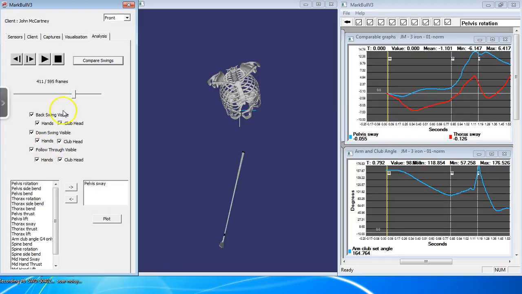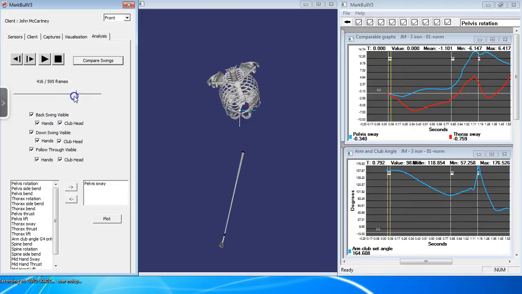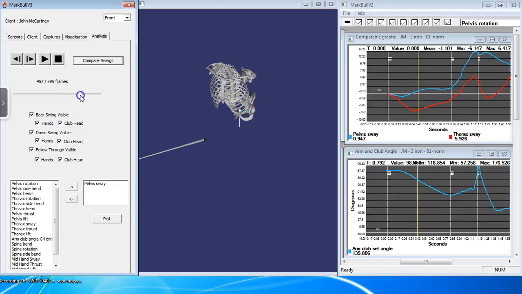If we run it forward again, in the initial part of the takeaway we see a little bit of pelvic sway away, but not too much. It's within a reasonable parameter. But the thorax is starting to move quite a considerable amount away from its original position, getting up to a maximum of just over 6 centimeters away from its starting point. So that's quite a lot.